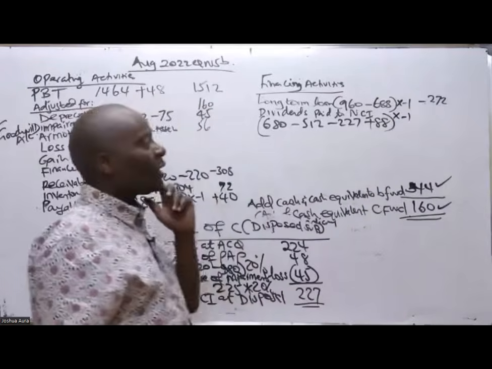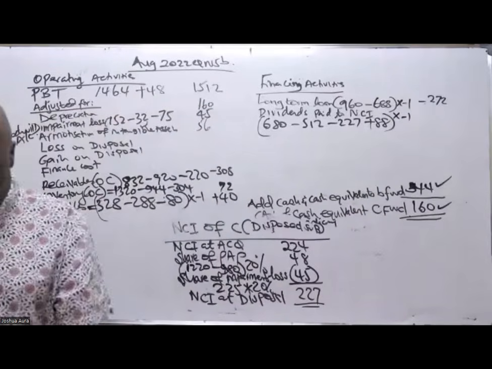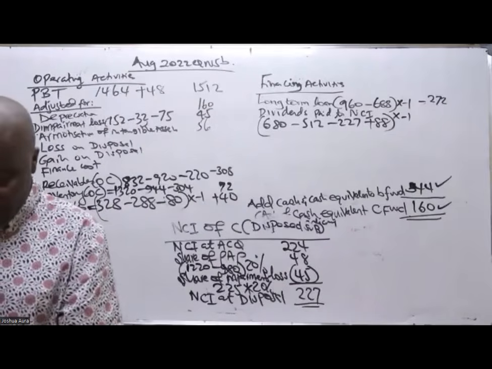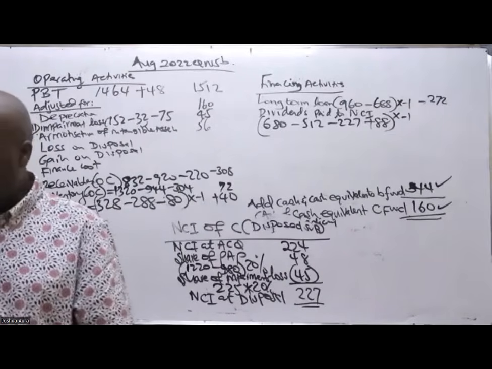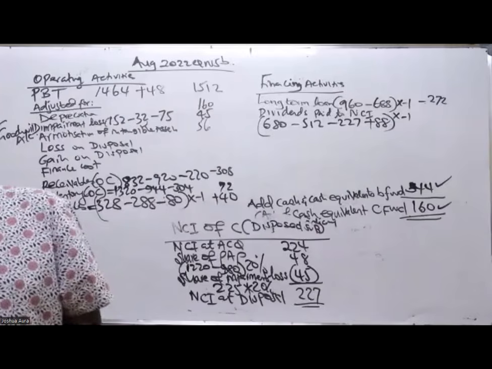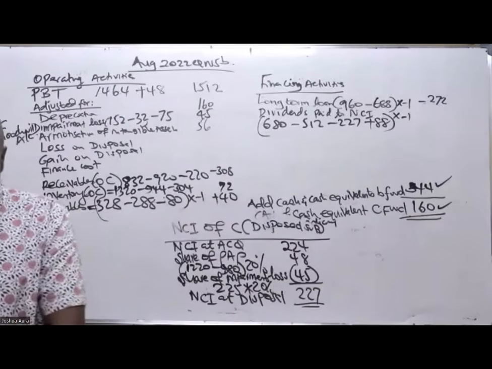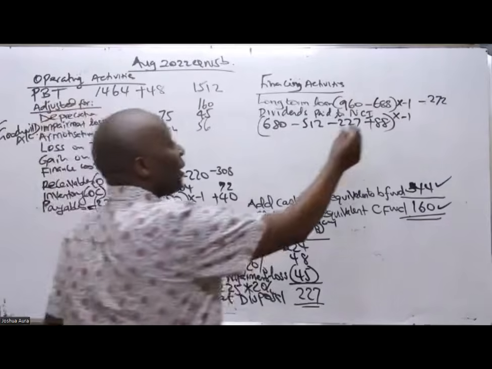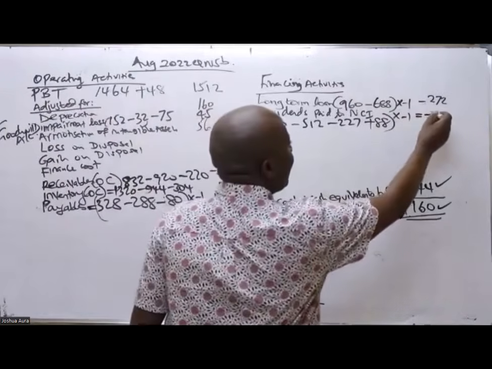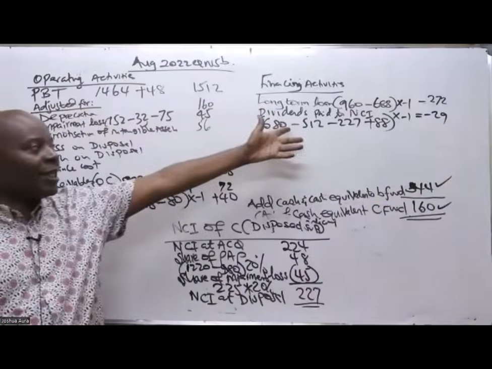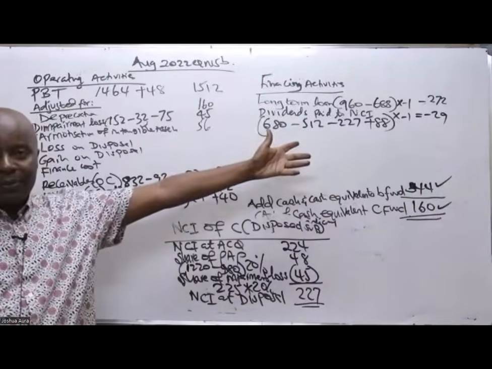You'll have to multiply this with -1. So anasema kwamba this one is negative what here? -29. It's -29, like that. It's a liability account. NCI is a liability account, remember.